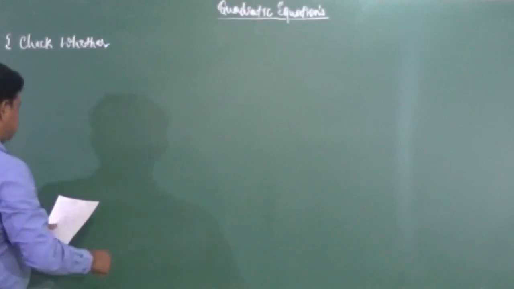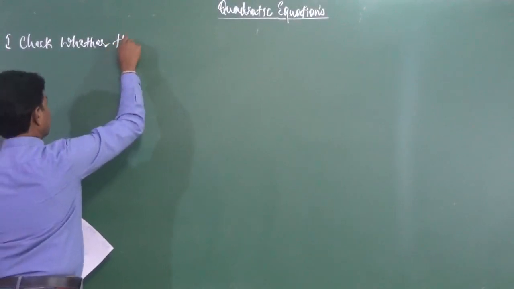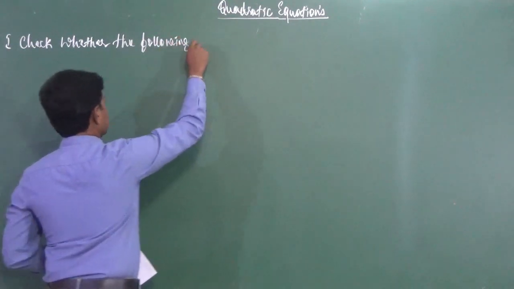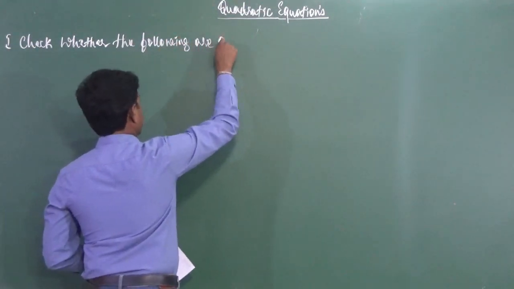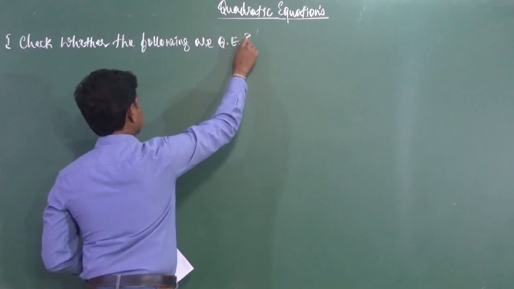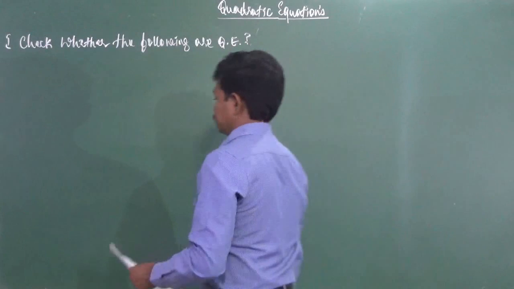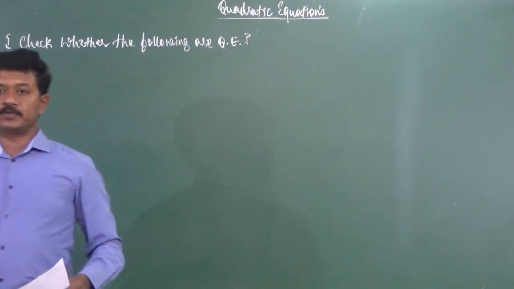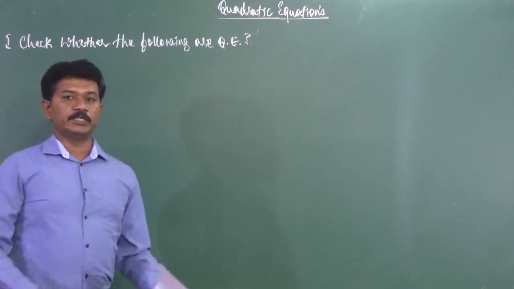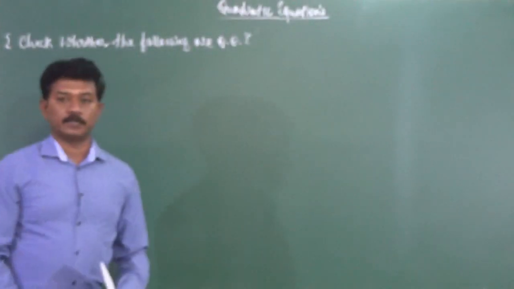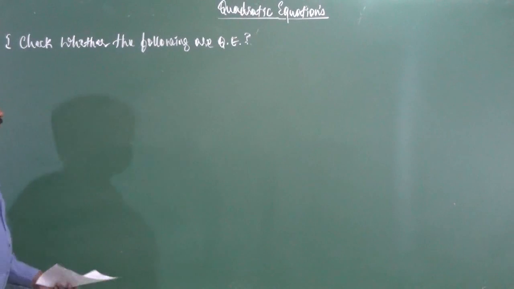Check whether the following are quadratic equations. Just we have to check. If it is a quadratic equation, we have to write yes, it is a quadratic equation in this form. If it is not a quadratic equation, then we have to give the reason for that. Why it is not a quadratic equation, right?